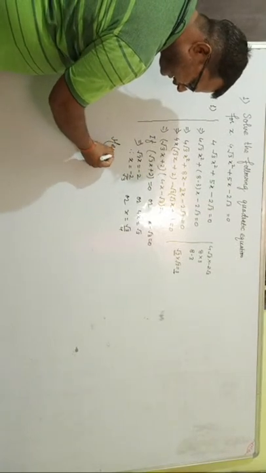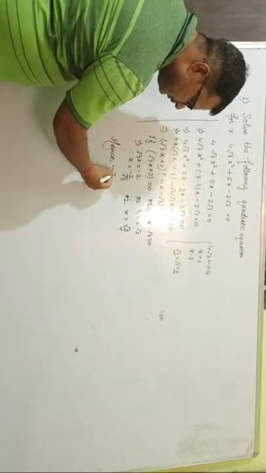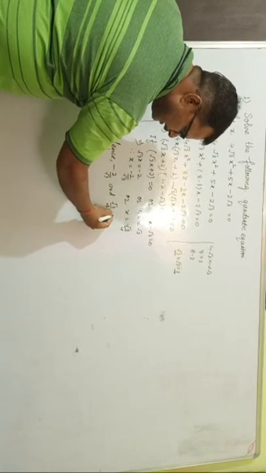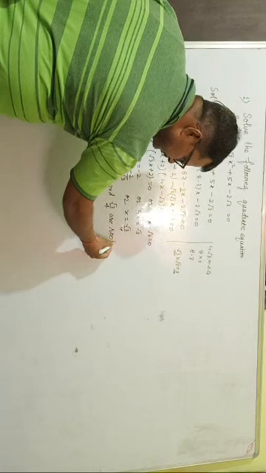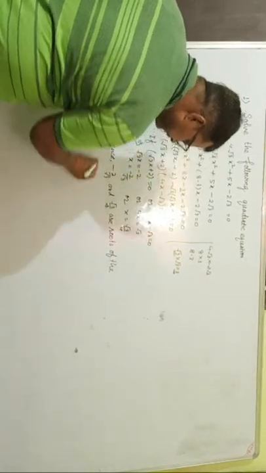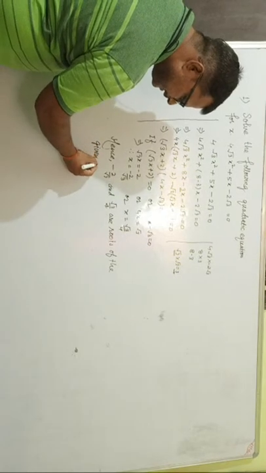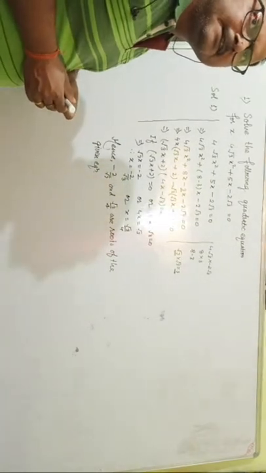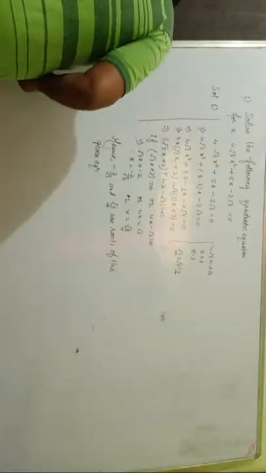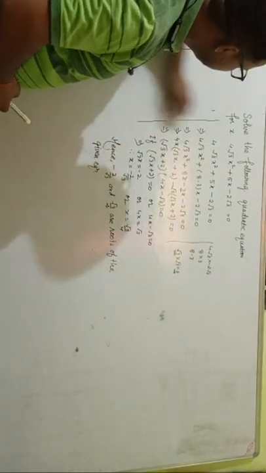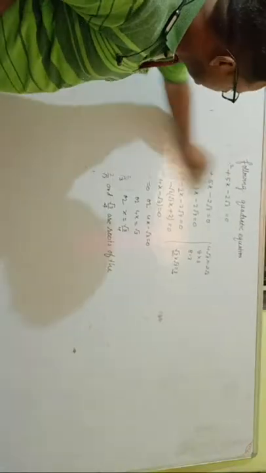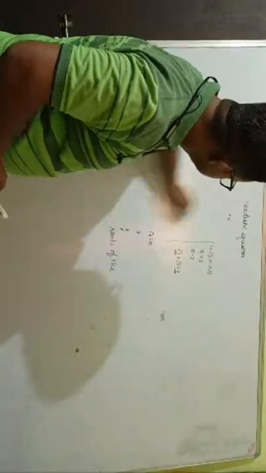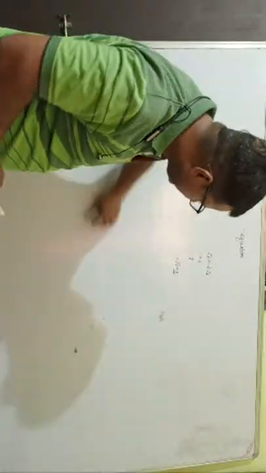Hence you should write the answer at the end: minus 2 upon root 3 and root 3 upon 4 are roots of the given equation. This was our first solution, first question, 2 marks. I hope you get it clear. Wait for a few seconds, I will take the second one. I hope you are able to understand.